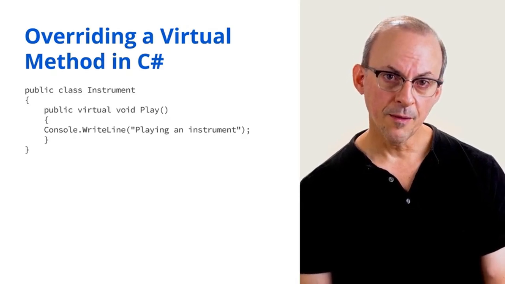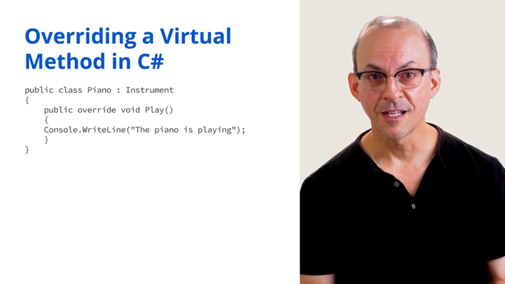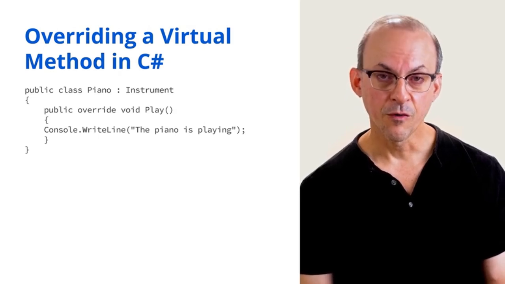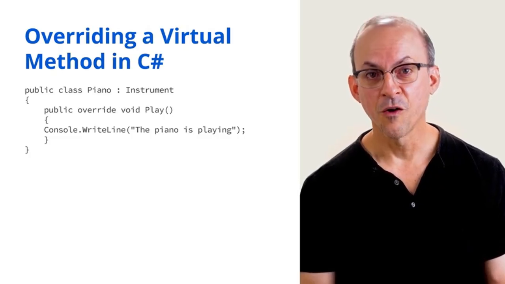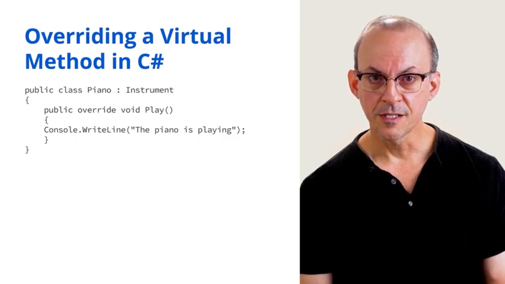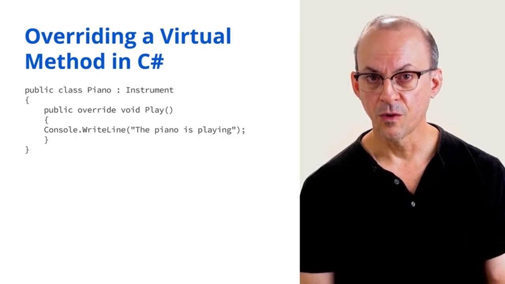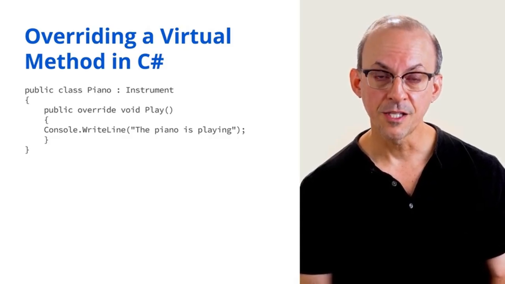To override the play method, the developer creates a subclass called piano that is inherited from the base class instrument. They create the play method using the override keyword, which is declared as public override void play. The overridden method prints the message the piano is playing to the console. A class could be created for other instruments in the same way, and each class would have a play method.